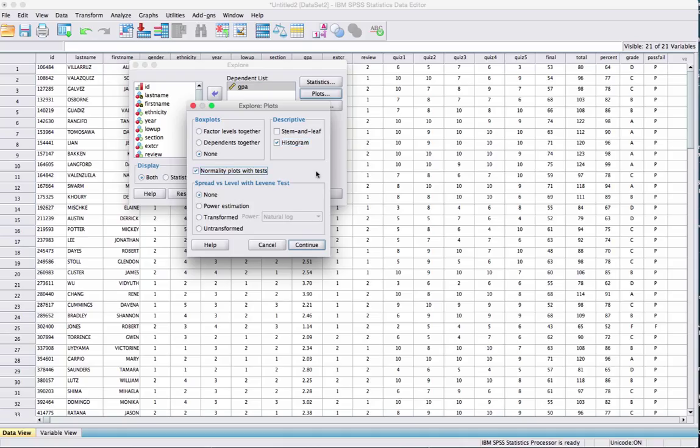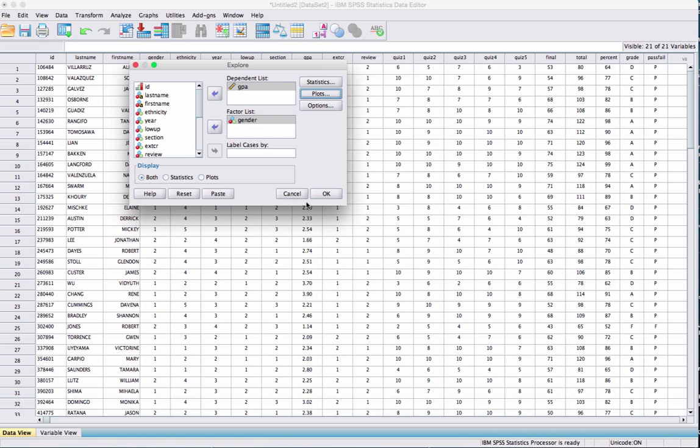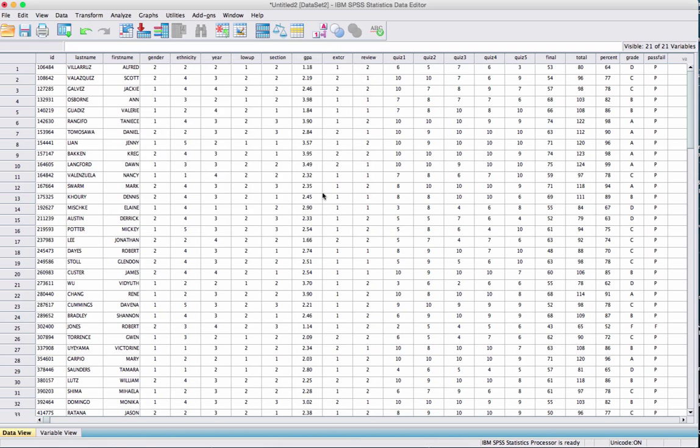Now, I'm not so interested in the normality plots as the table that's provided. And the part of the output that's provided with the normality plots is the results from the Shapiro-Wilk test. And the Shapiro-Wilk test is designed to determine if the distributions on GPA for males and females are significantly skewed or not. So then we can go continue, and then we can go OK.